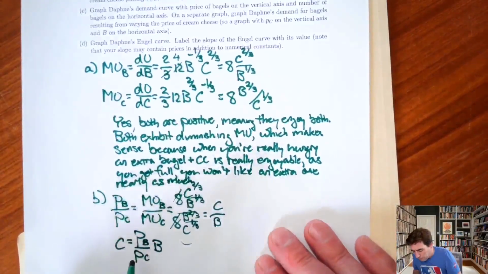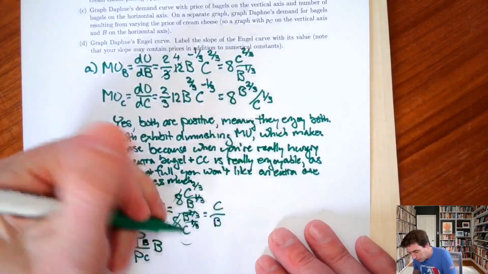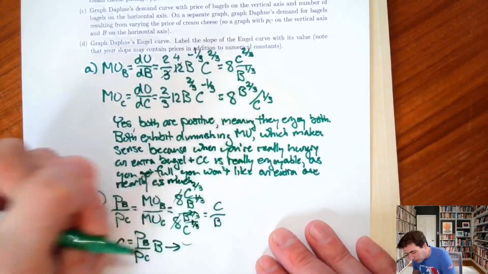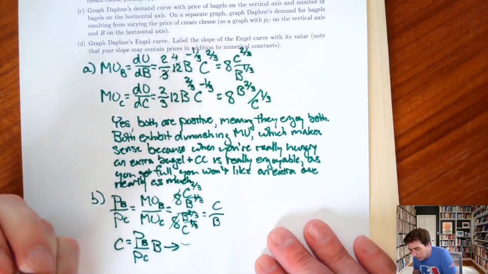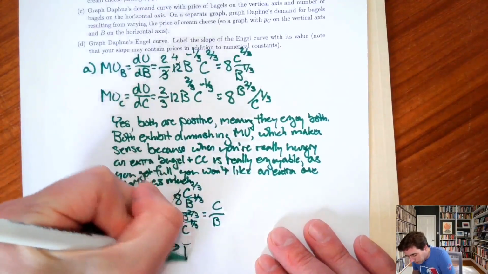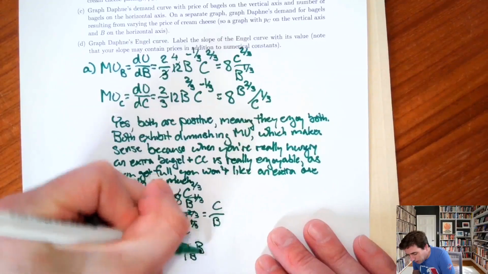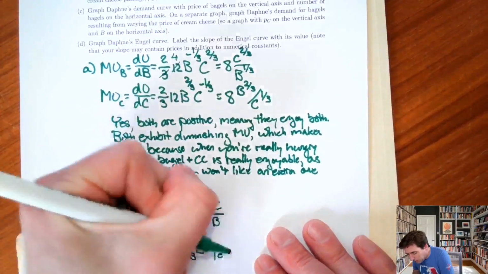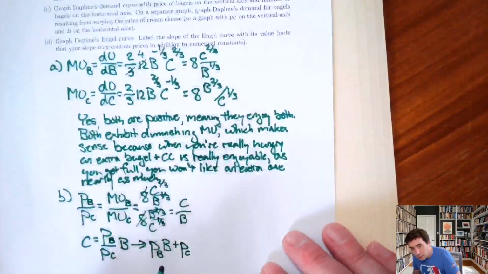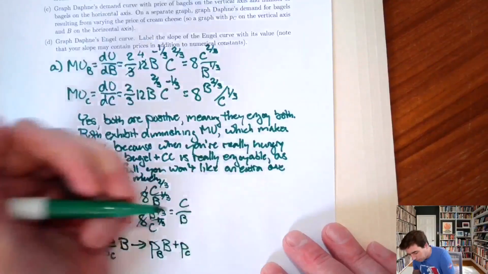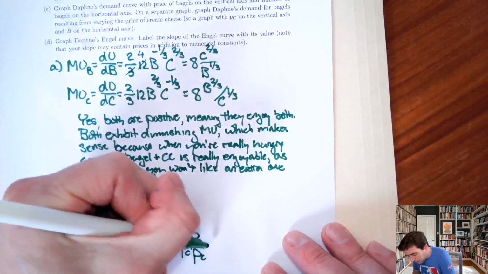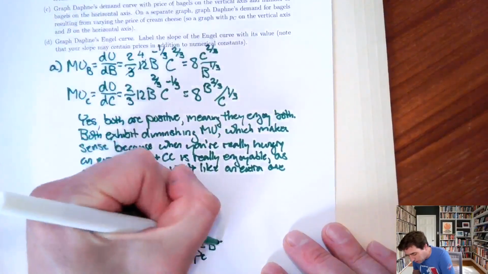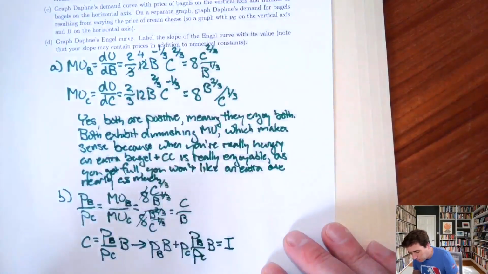So now that I've got that, that's as far as I can go with my tangency condition. I can plug that into my budget constraint to get rid of C in that equation and then solve for B. So PBB plus PC, and now I'm replacing C in my budget constraint with this. PB over PC times B, all of that should be equal to my income.